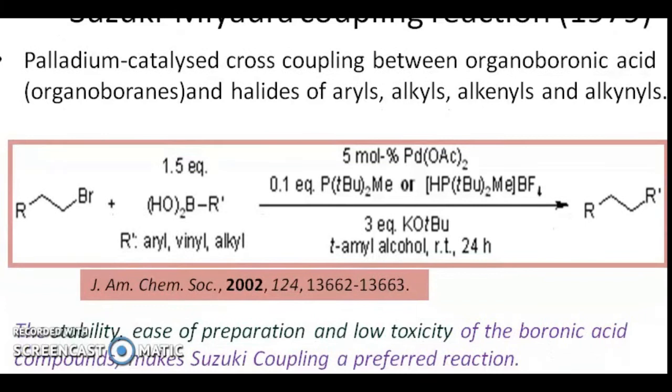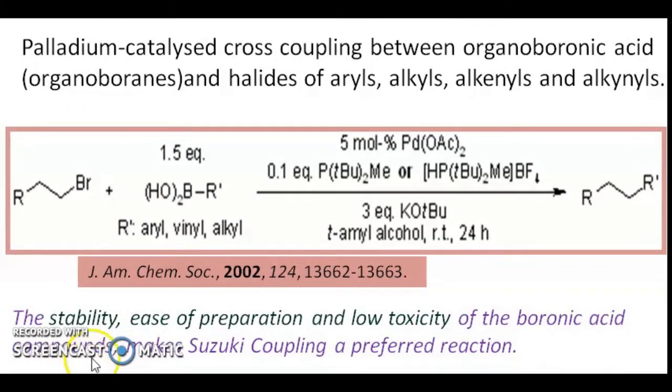Now, the Suzuki coupling reaction is preferred because of the stability, ease of preparation, and low toxicity of boronic acid compounds. So boronic acid compounds are stable, easy to prepare, and low in toxicity. Therefore, Suzuki coupling reactions are preferred for coupling or bringing together two organic moieties, or for carrying out C-C bond formation.